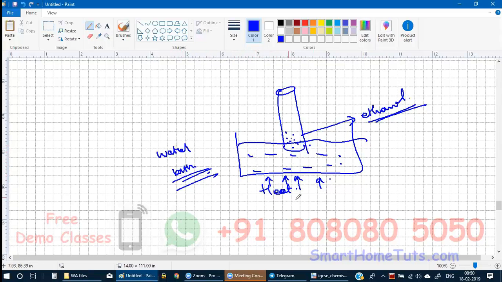Your water will be there. Here the flame will be there, which is going to heat up this water, and then because of the higher temperature, that is going to heat whatever the contents are in the test tube. In this case, it's ethanol.